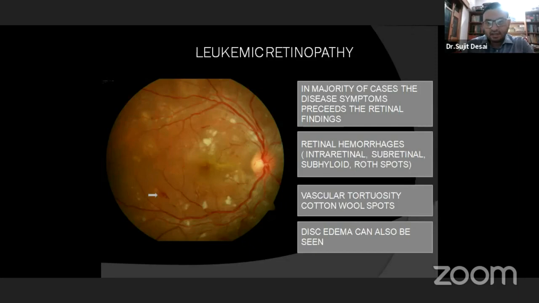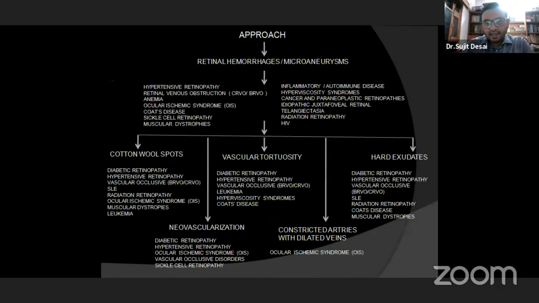Please continue. This is the conclusion slide. I'm not going to go into detail on this. This is a flowchart of the approach to a case of every condition that mimics diabetes, based on the findings.